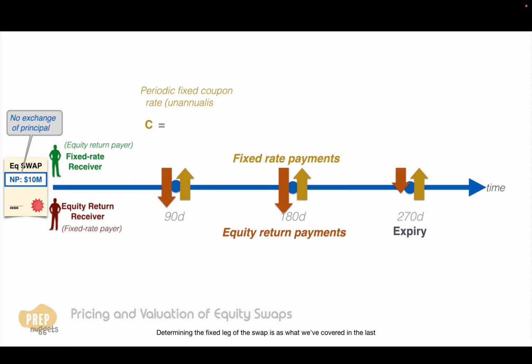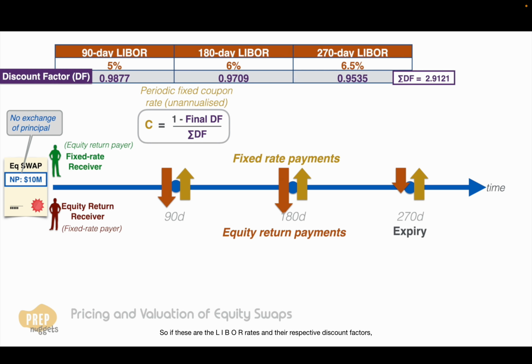Determining the fixed leg of the swap is as what we've covered in the last lesson. The periodic coupon can be calculated using this formula based on the appropriate discount factors. So if these are the LIBOR rates and their respective discount factors, the unannualized coupon rate works out to 1.6%. Based on a notional principal of $10 million, we've determined that the regular fixed rate payment is $160,000. The swap fixed rate is an annualized rate of 6.4%.